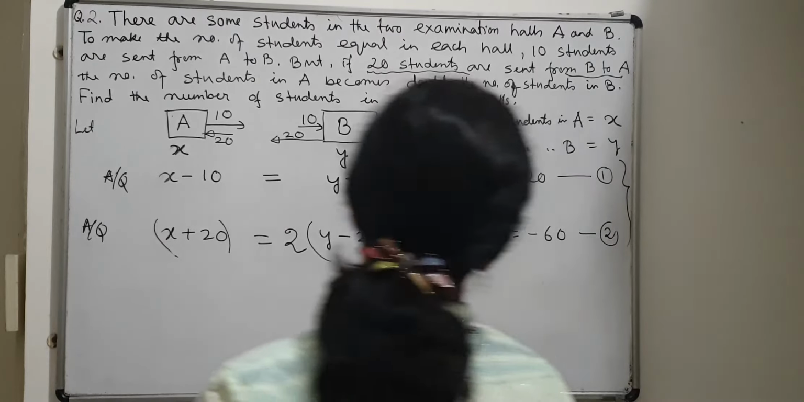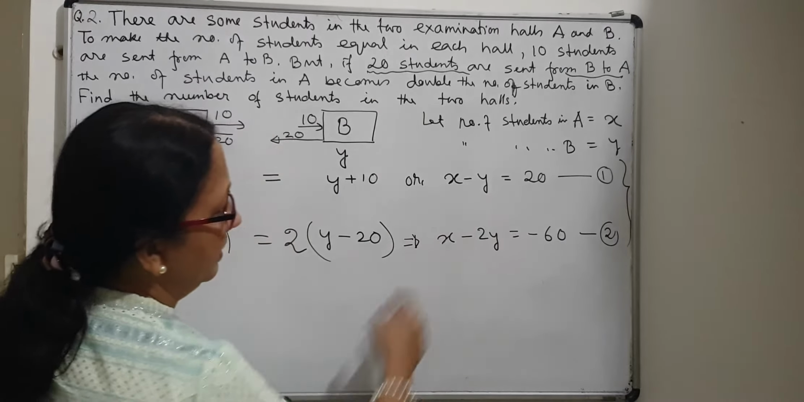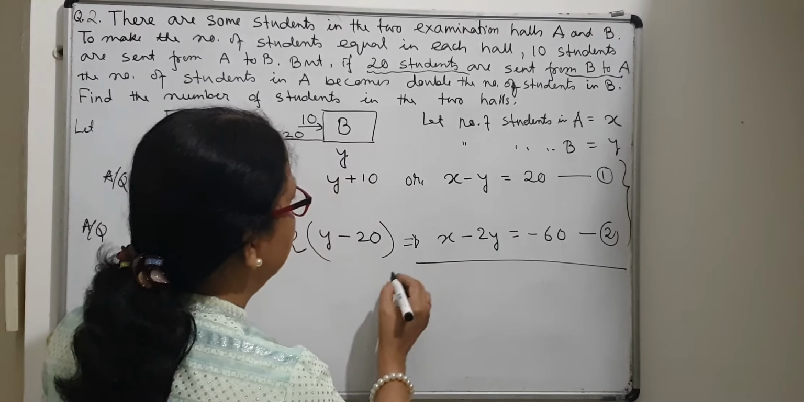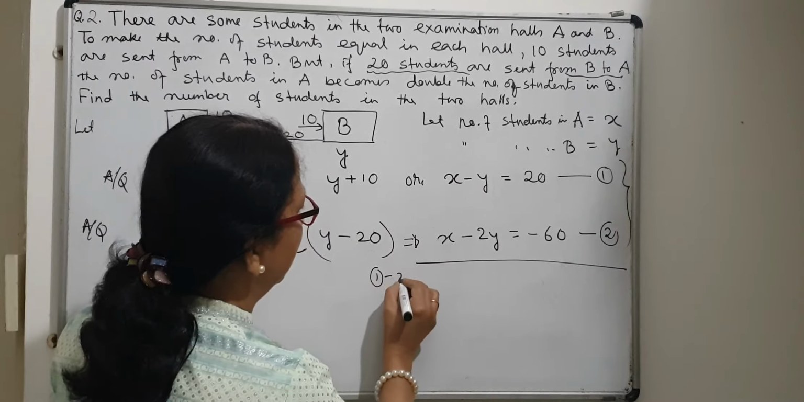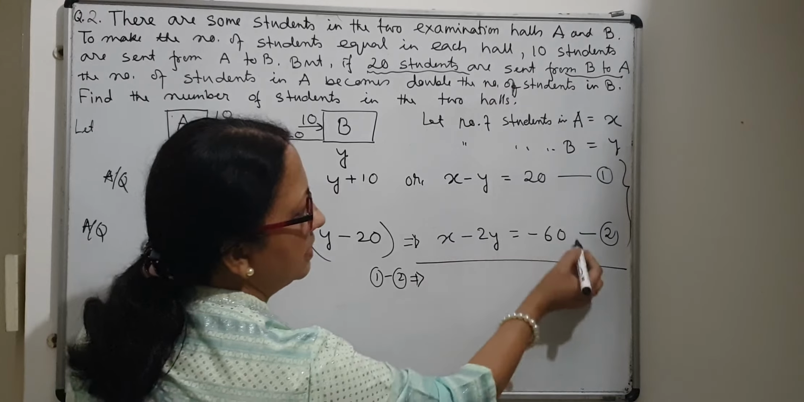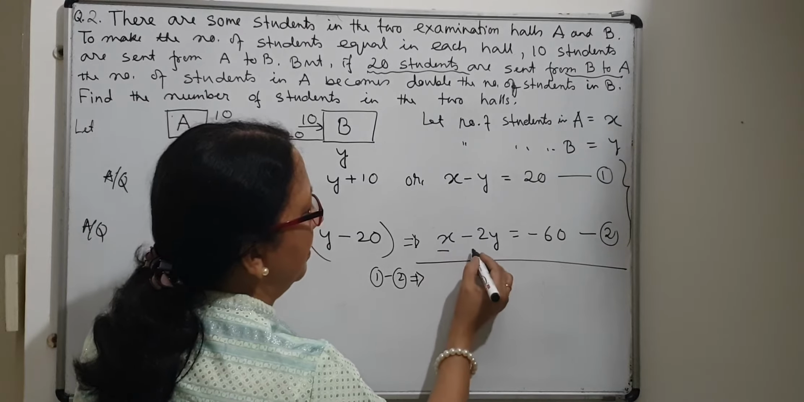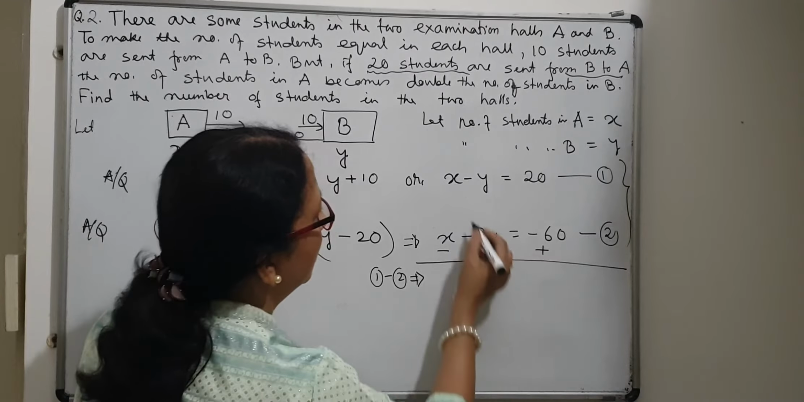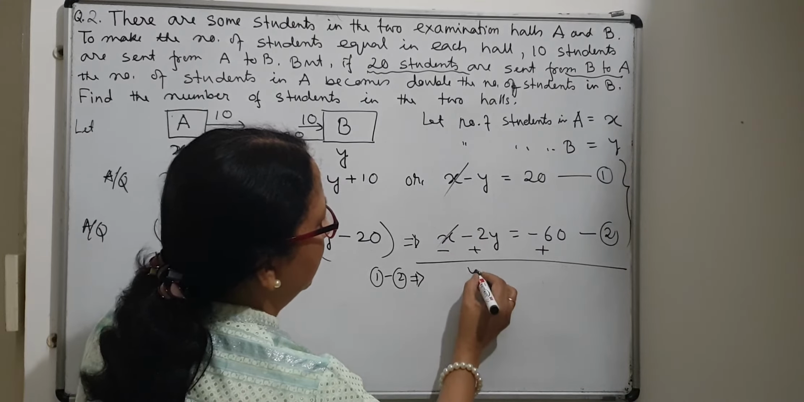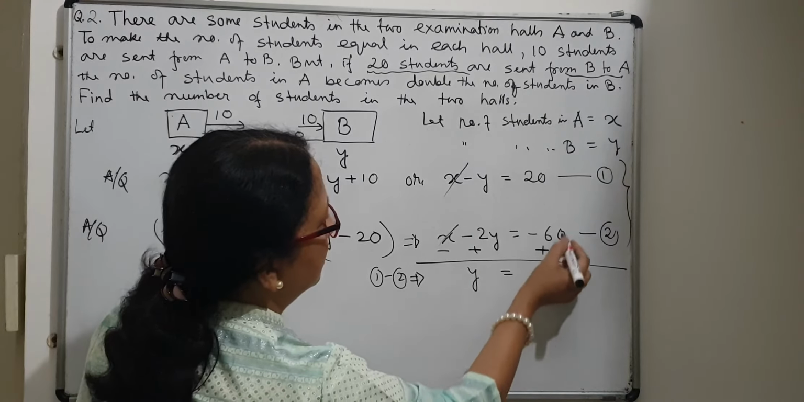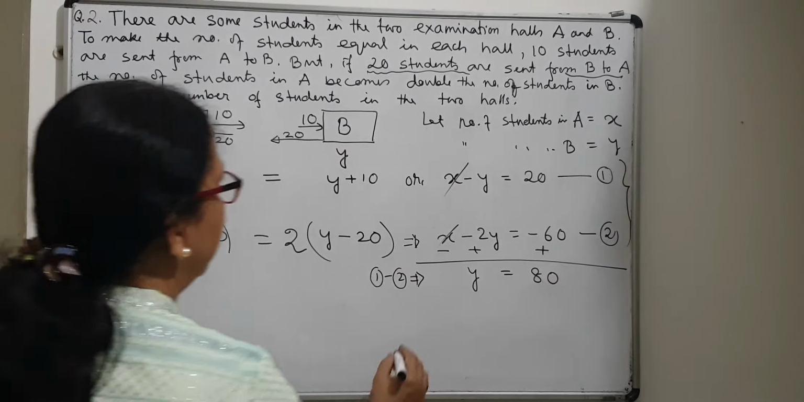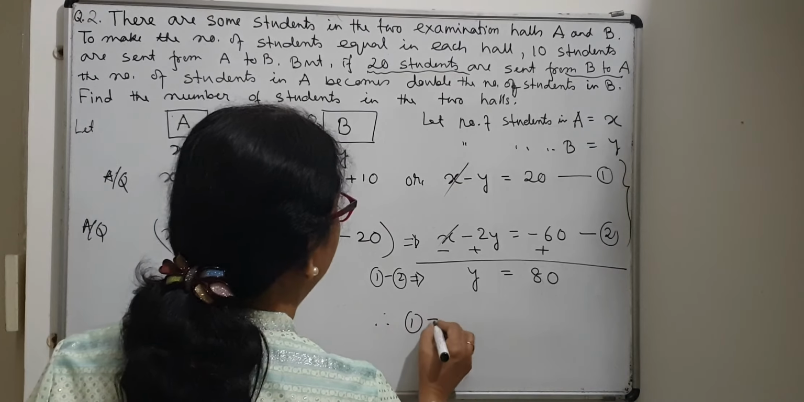We can simply subtract 2 from 1. So I will subtract equation 2 from equation 1, so the signs will change: this minus, this plus, and this is also plus. So these two get cancelled. So 2y minus y is y, and 60 plus 20 is 80. So therefore from equation 1, I will get the value.